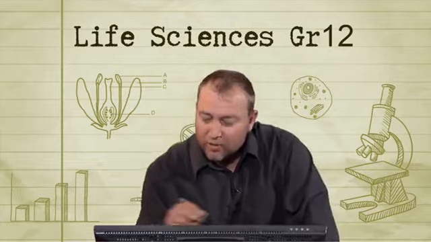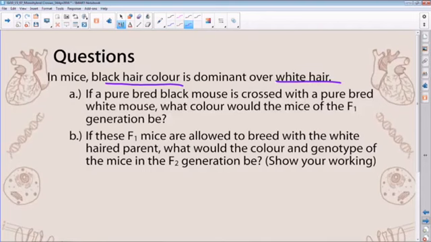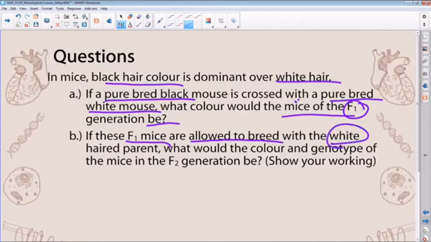Okay, it says, in mice, black hair is dominant over white. Guess what? We've just changed it. If a purebred black mouse is crossed with a purebred white mouse, what color would the mice of the F1 generation be? That's the first one. And second one, if the F1 generation were allowed to breed with the white-haired parent, what would the color and the genotype of the mouse in the F2 generation be?